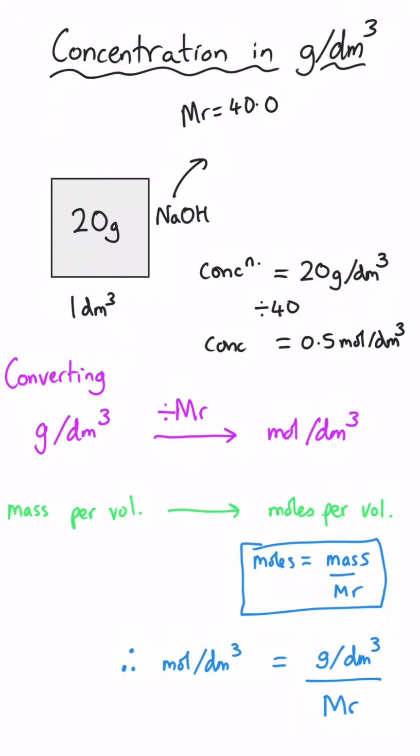And it works the other way as well, of course. If you want to go from moles per decimetre cubed into grams per decimetre cubed, this time we have to multiply by the MR. And that makes sense because mass equals moles times MR.